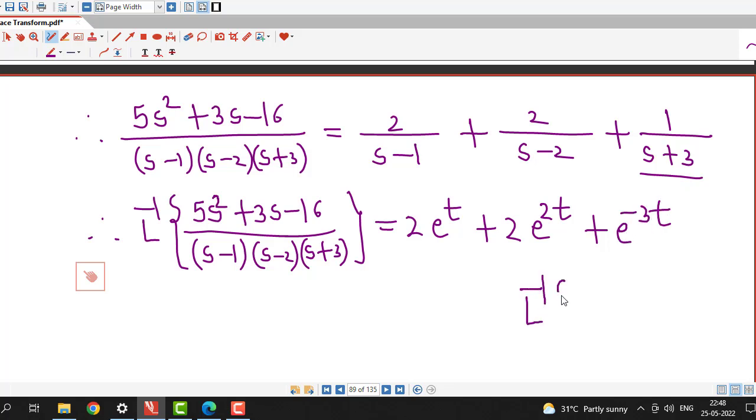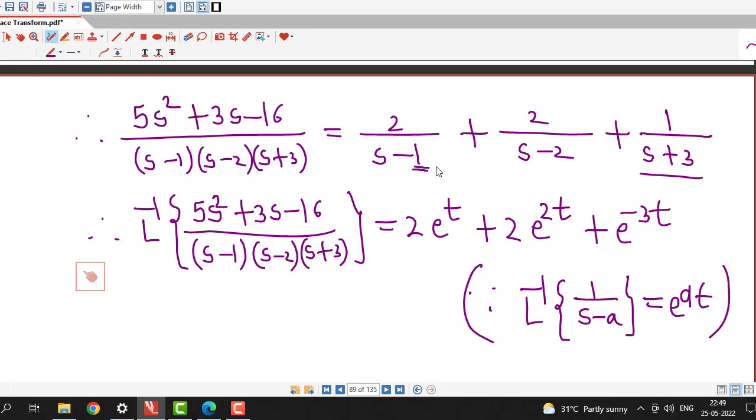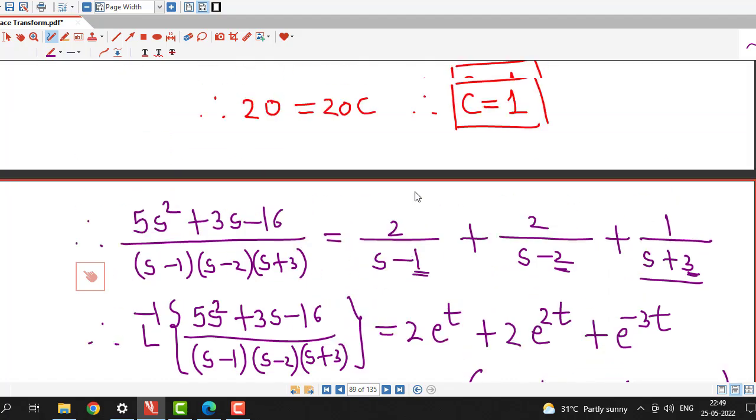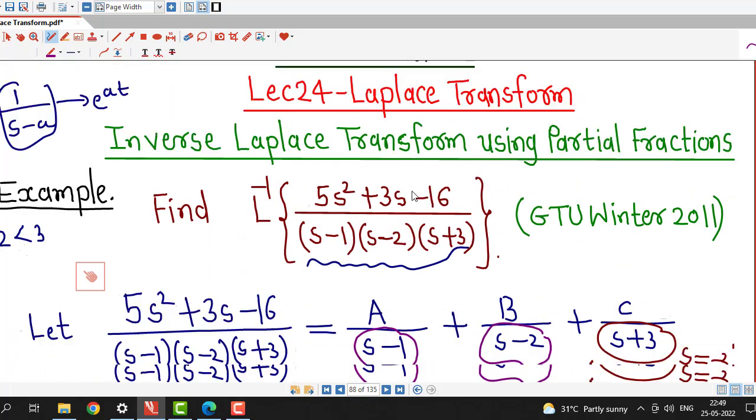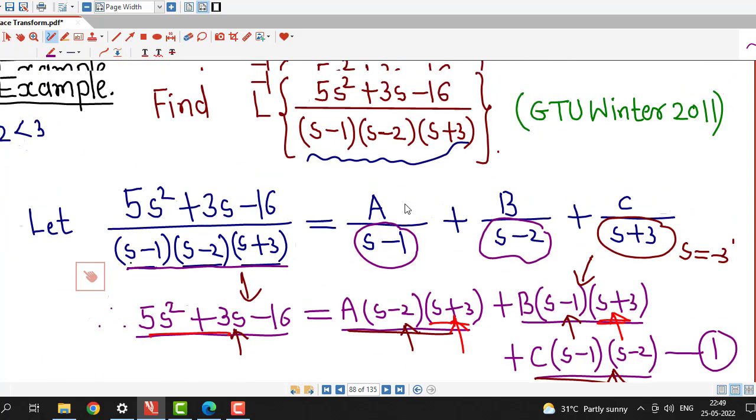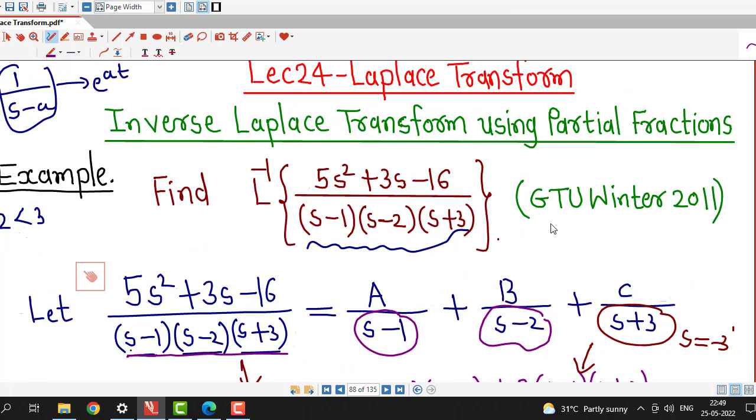So we have used this formula, L inverse of 1 over (s minus a) equal to e raised to at. So in the first term a equal to 1, in the second term a equal to 2, and in the last term a equal to minus 3. So in this way, this method of partial fractions is helpful in deciding the inverse Laplace transform of this type of functions. This question was asked in GTU Winter 2011.